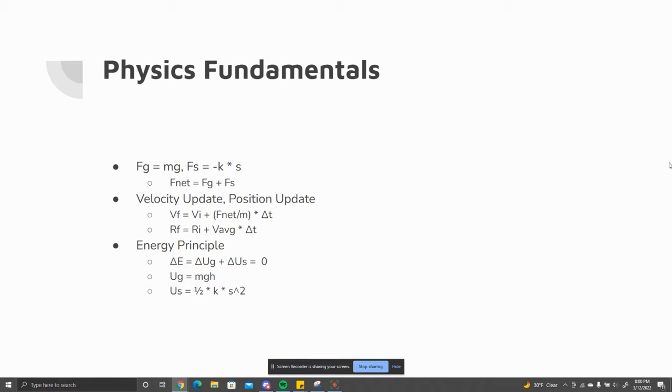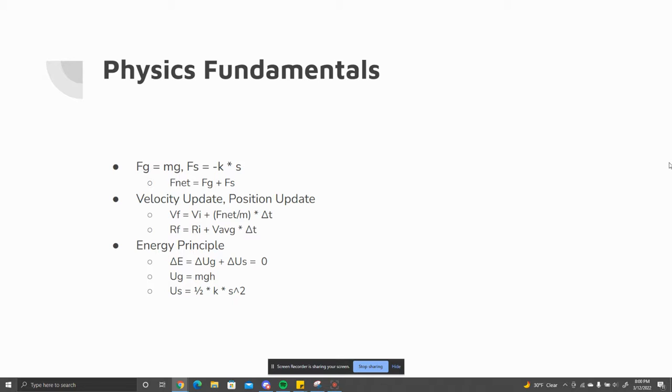Given these conditions, we also want to take a look at the physics fundamentals and principles behind everything. For this lab, we have Newton's laws and the forces. Fg equals mg, the gravity holding the ball downwards. We have the spring force attached to the ball, which also exerts a force. And in total, we have F net, which is equal to the gravitational force plus the spring force.